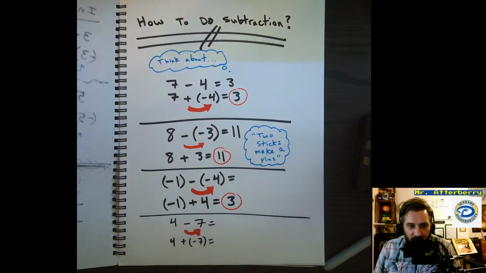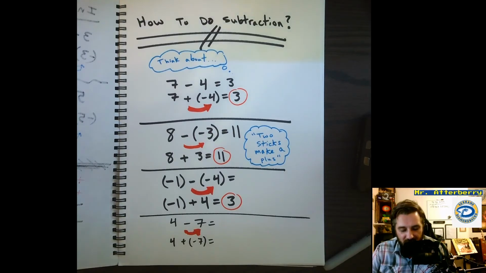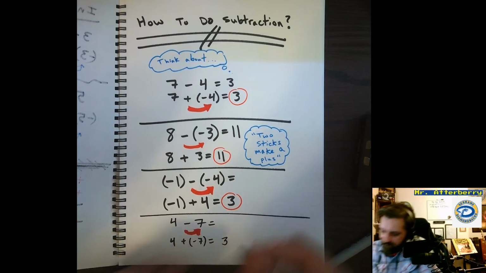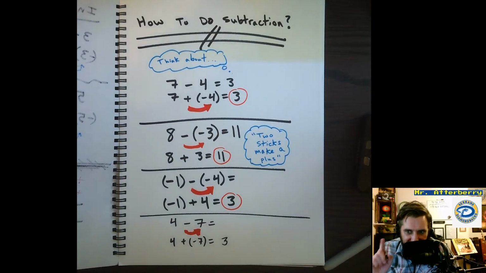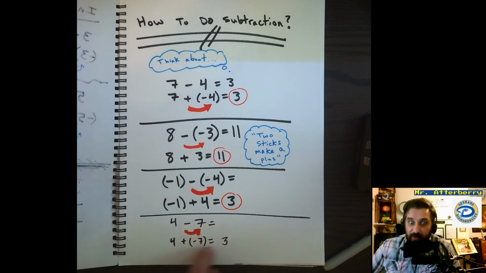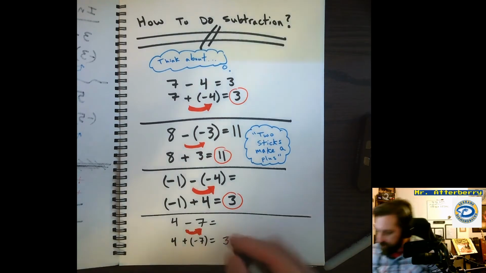So what are the rules when you add two numbers and there's a positive and negative? Well, you subtract. You got 4 plus a negative 7. If I subtract 7 and 4, I get 3. But the bigger number is 7. It's the negative, so it's a negative 3.